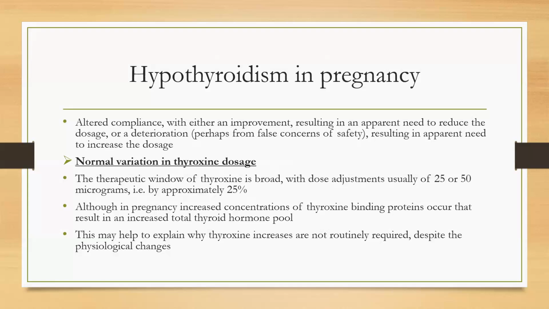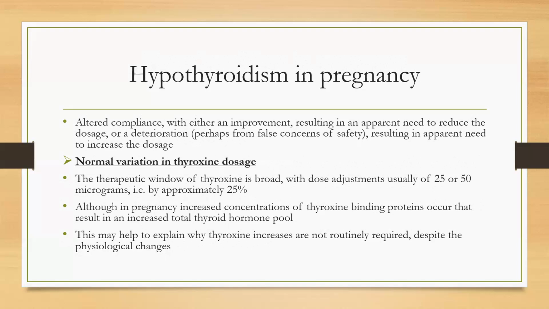So normal variation: what is the normal variation in the thyroxine dosage? These will be adjusted according to specific patient need, but normally, what is the range? The therapeutic window of thyroxine is broad, with dose adjustment usually 25 or 50 microgram, that is by approximately 25%. So we might need to increase the dose from 25 to 50 microgram, but the dose should not be increased without checking thyroid functions.